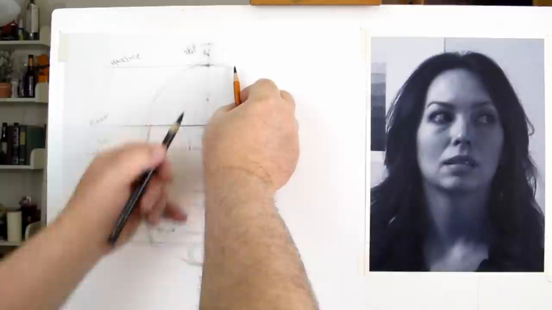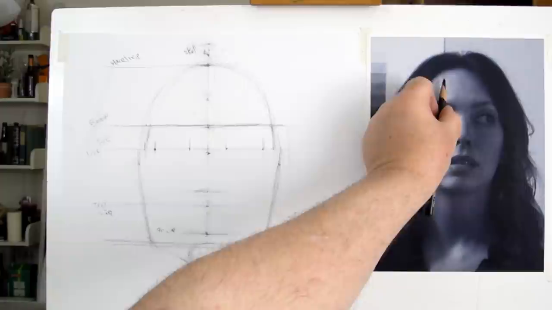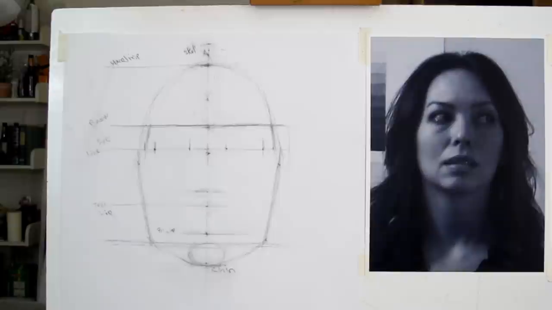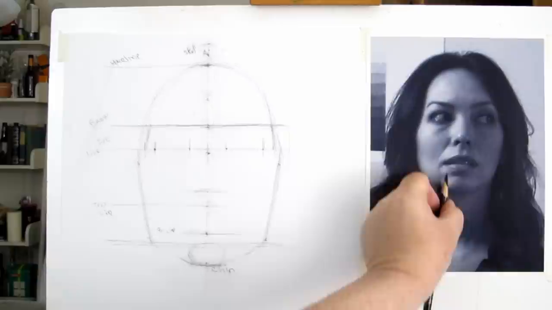So again, if I take the eye here and come up from here, that's one, and then coming up from there, that's two. And that's right about where the forehead is. Then we can see how many eye spaces there are going down. Let's see, that's one to the nose, and then there's one to the bottom of the lip. So, we can double check that.